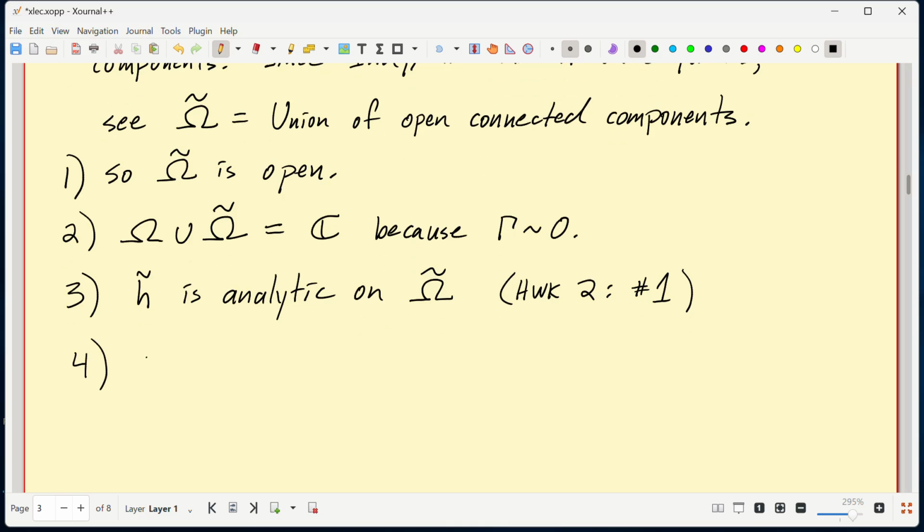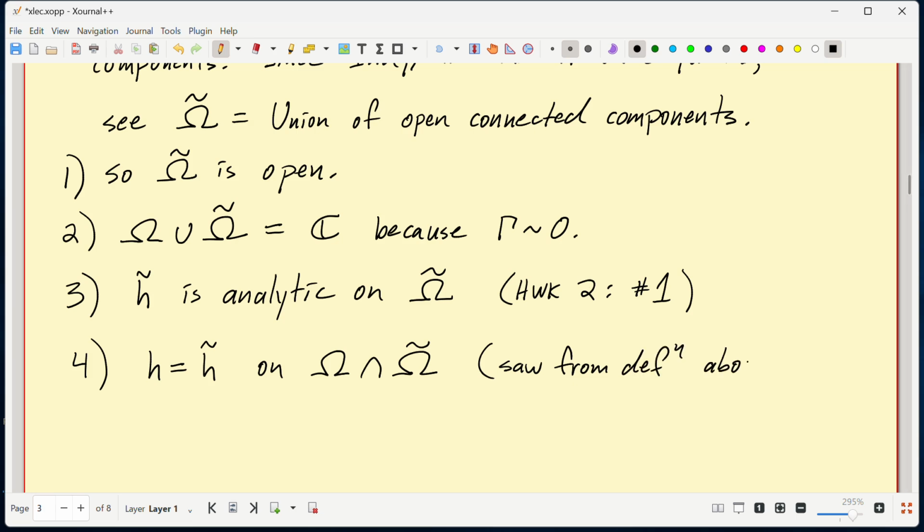And we've shown that h, the formula when I said the aha moment, was we saw that h was equal to h twiddle on the intersection. We saw that from the definition above when we said aha. So those are the biggies, and that's how we extend h.